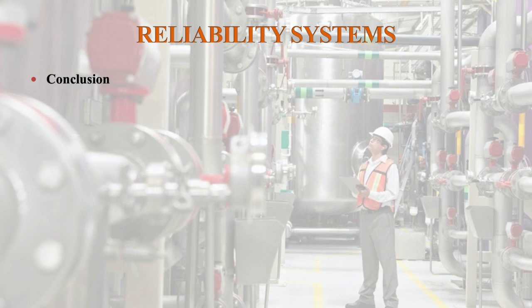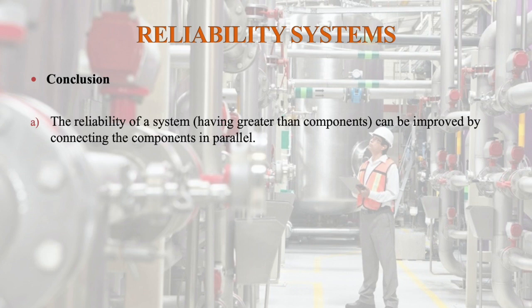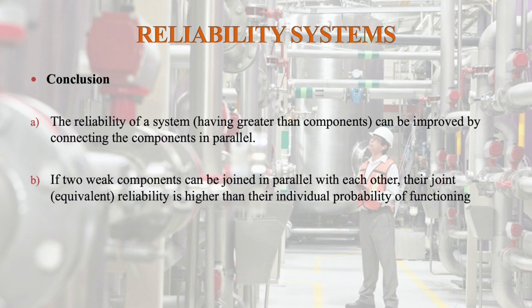Then what are the conclusions? The reliability of the system can be improved, beyond that of the individual components, by connecting the components in parallel. If two weak components are joined in parallel with each other, their joint equivalent reliability is higher than their individual probability of functioning.